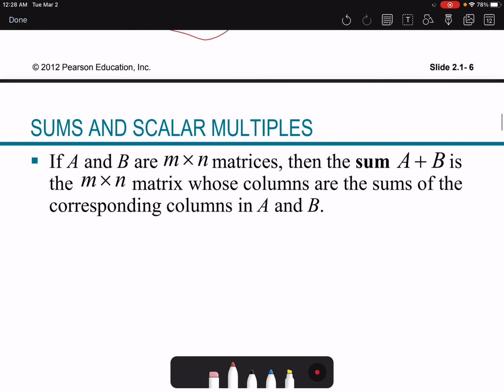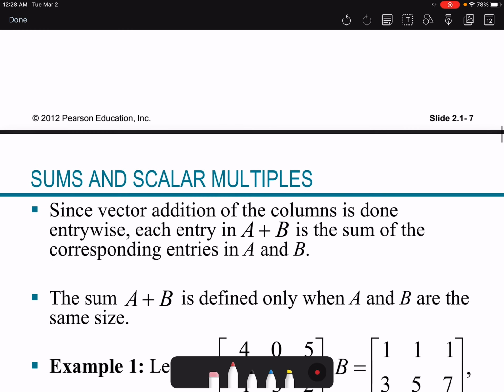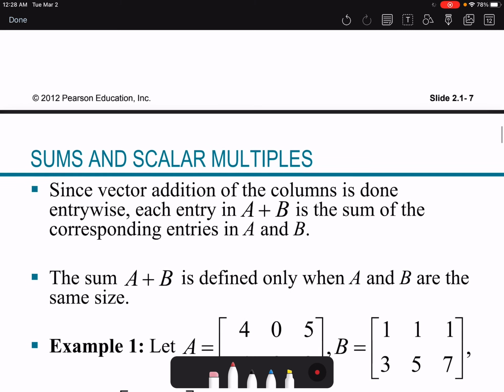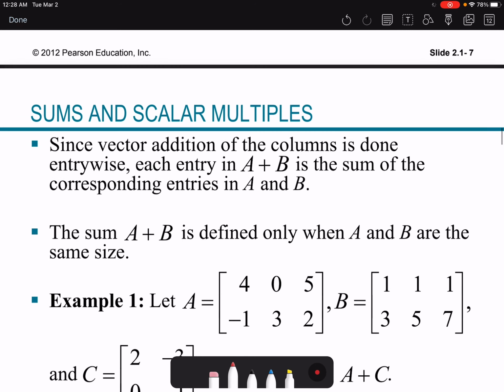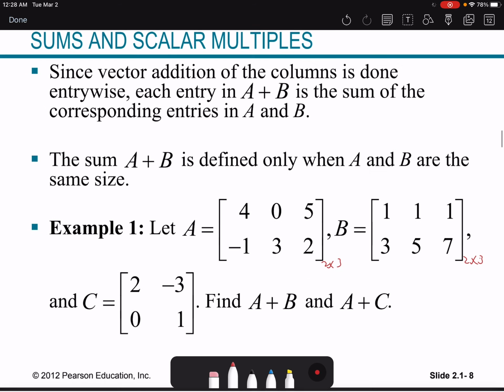And the sum is adding the corresponding entries together. The scalar multiplication is simply distributing the scalar to every single entry. Let's look at an example here. You have A and B. Before you add them together, you have to make sure they have the same dimension. This is 2 by 3 and this is 2 by 3, so you can add them entry-wise.